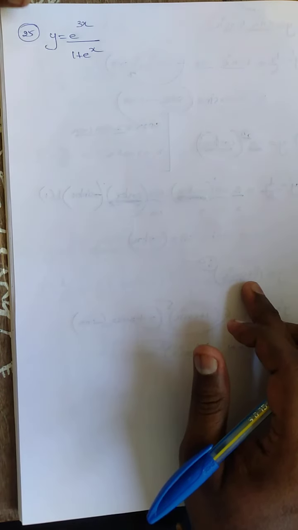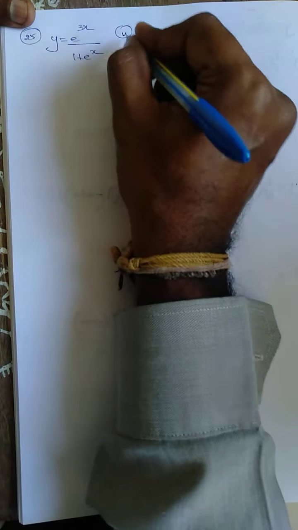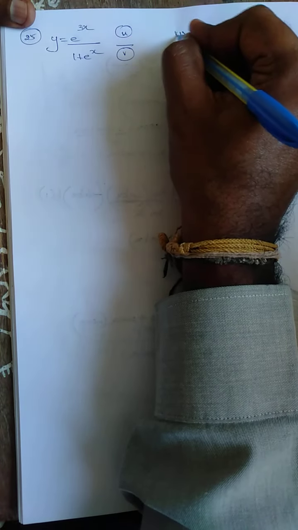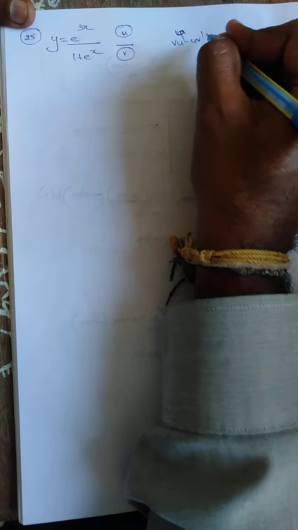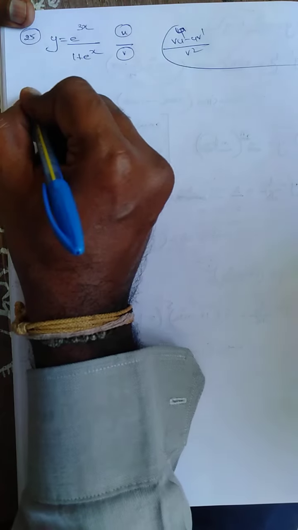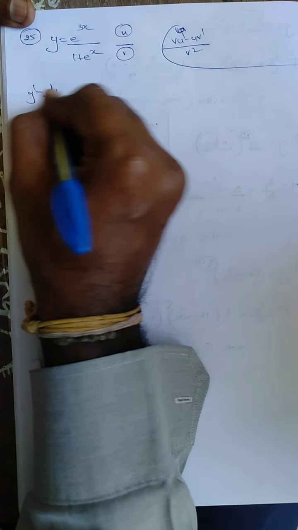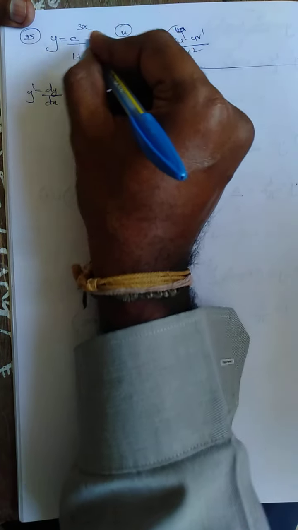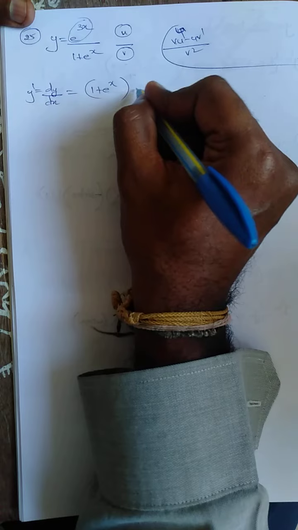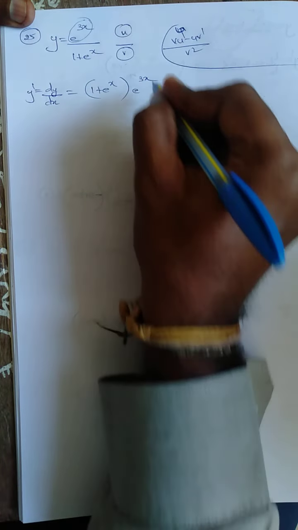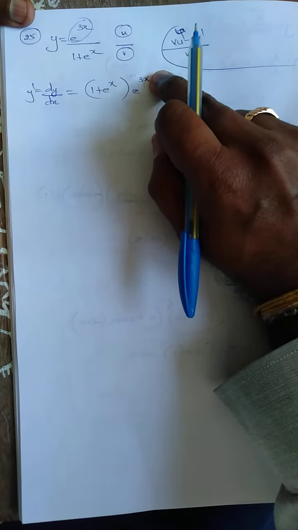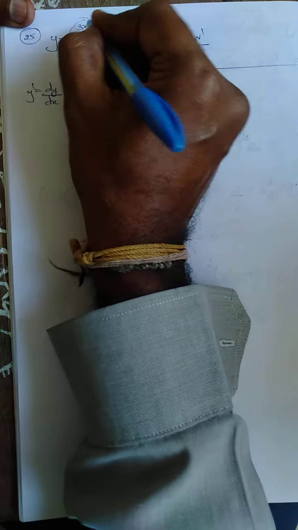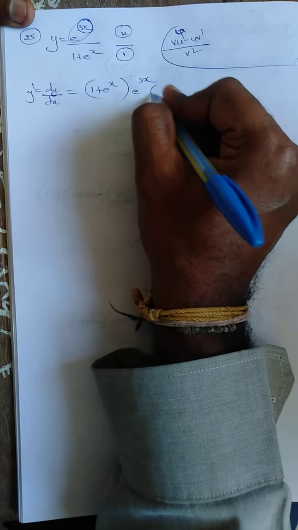Sum number 25. You can take u by v, you know the formula: v u dash minus u v dash by v square. Y dash is equal to dy by dx. First write v. What is v? 1 plus e power x. Then u dash: differentiate e power 3x. E power x differentiate is e power x. E power 3x, not e power x, e power 3x. Now differentiate 3x, which is 3.